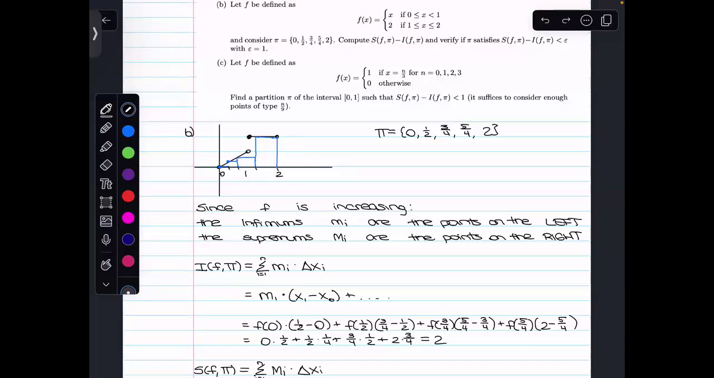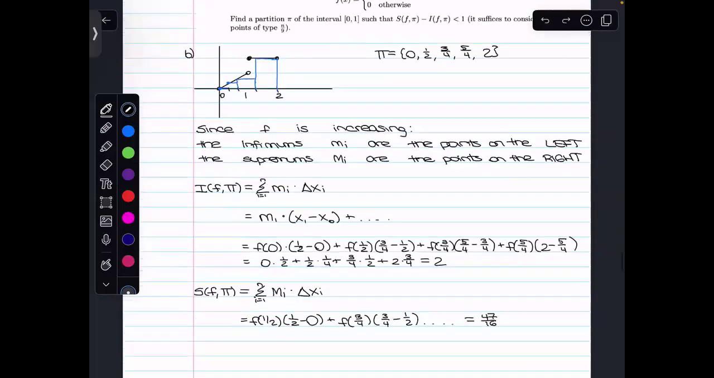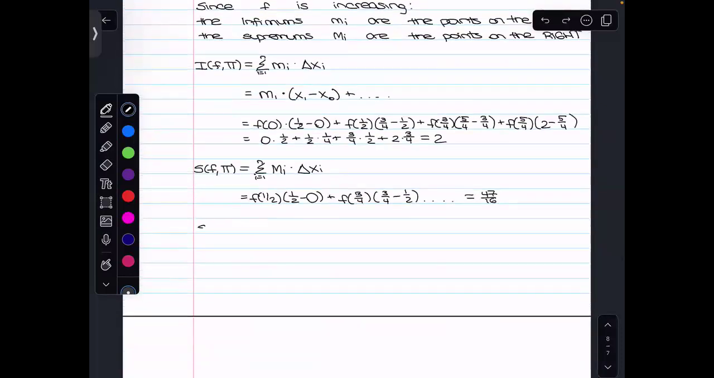Basically the idea is that if we want this difference to get smaller and smaller, we should pick more subintervals to make the approximation more accurate. So we're simply taking the difference between them, which is going to be 47/16 minus 3. If you put that in 16ths, that's 47 minus 48/16, so 15/16, which is in fact less than 1.